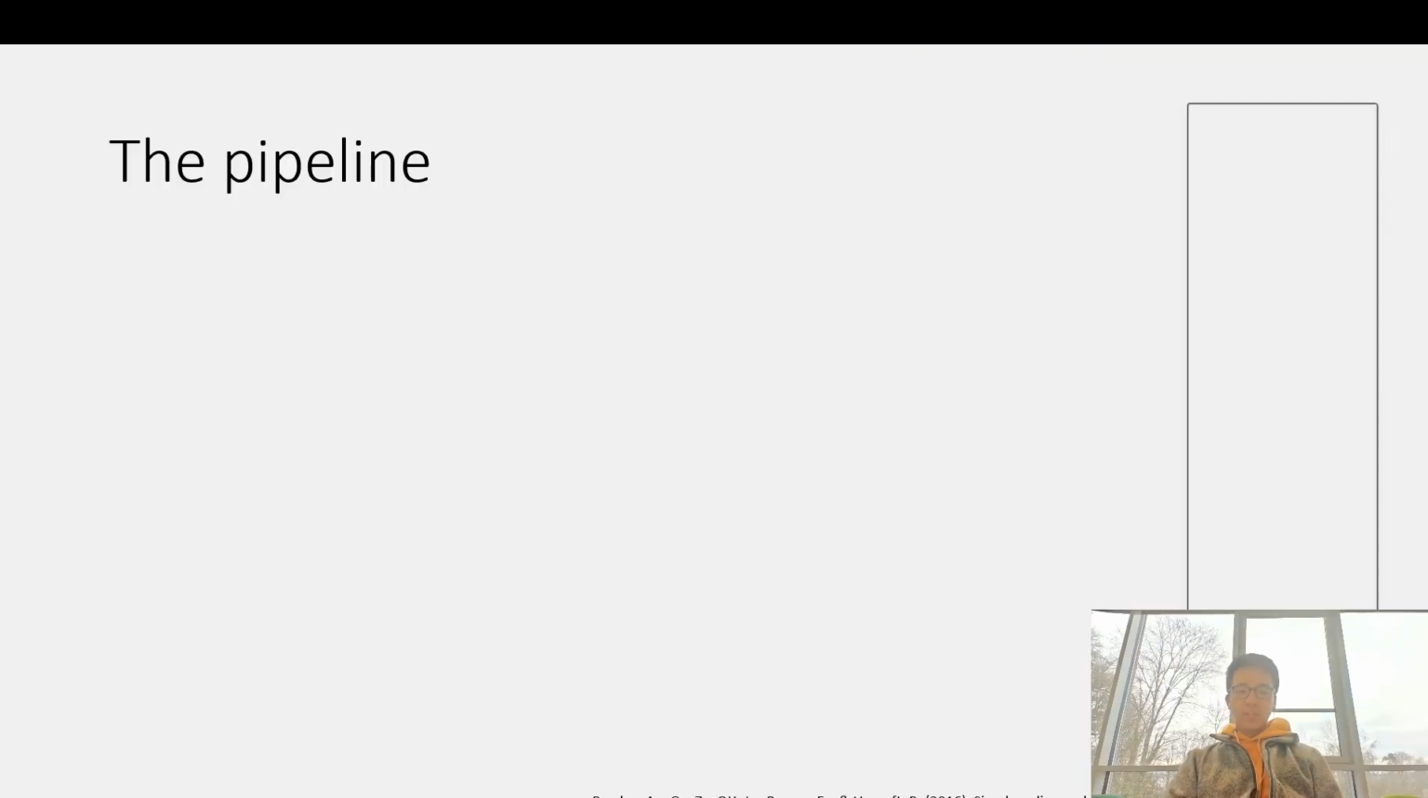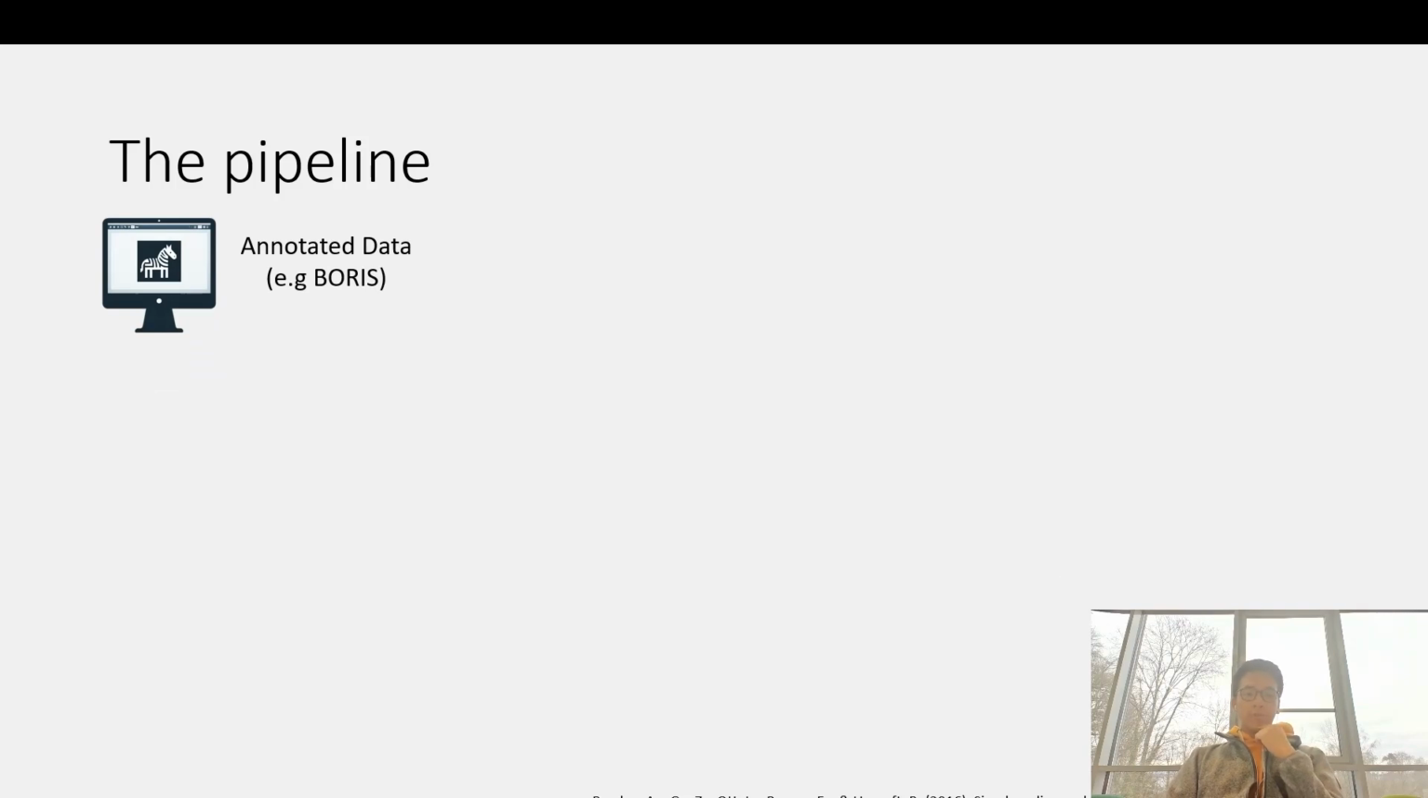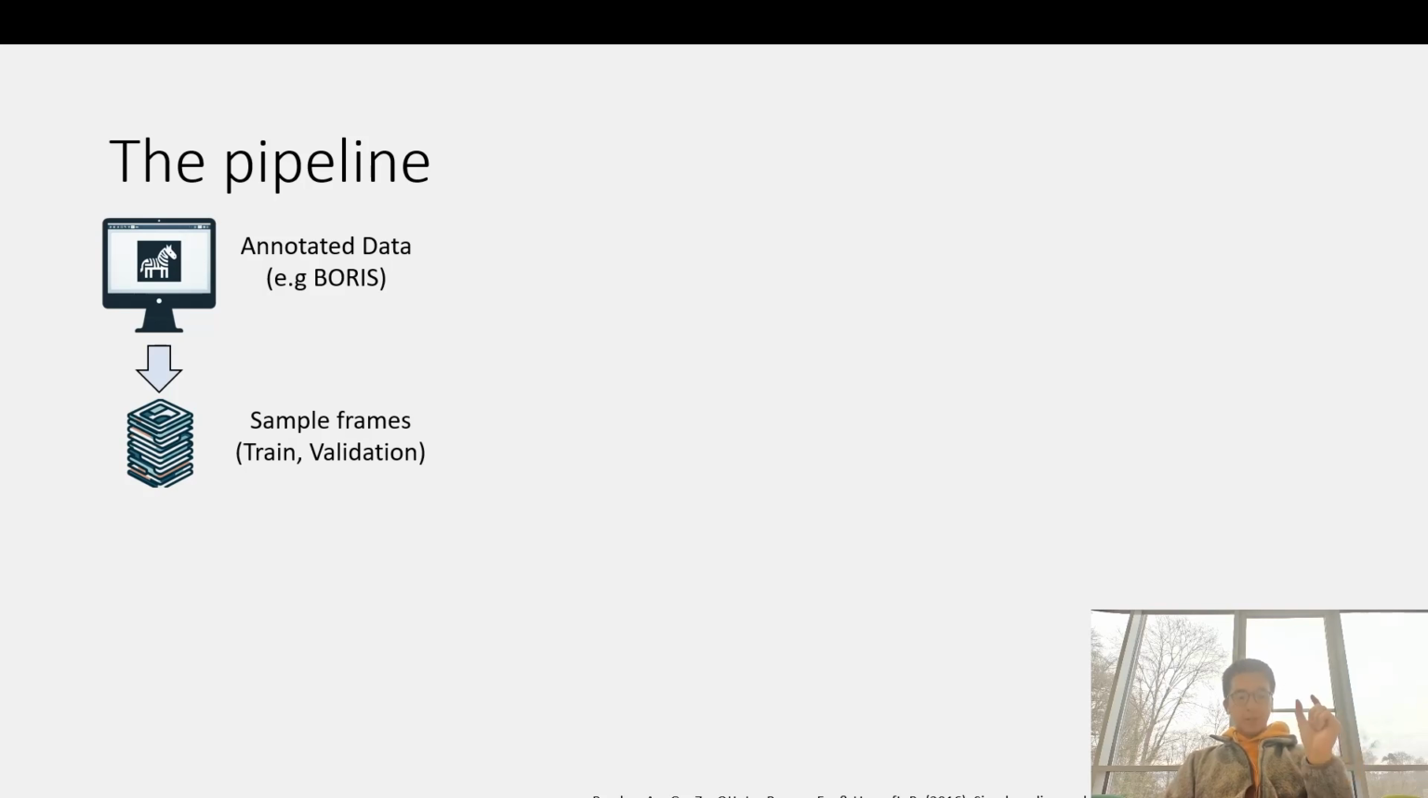So quickly on the pipeline, first you might have some annotated data from BORIS, for example. This is not needed, but is really good to have, especially for validation. Then from the BORIS data, what you could do is sample some frames where the behavior of interest is happening, so that you can label them. And we really want to choose the frames where the behavior is happening, which might be rare or might be annoying to extract. So that's something to do.